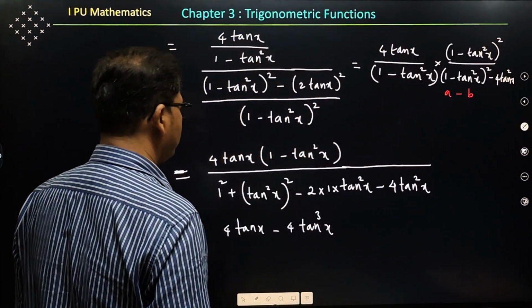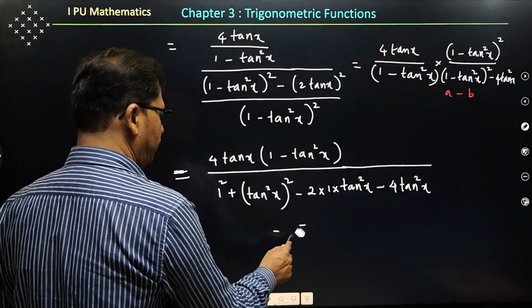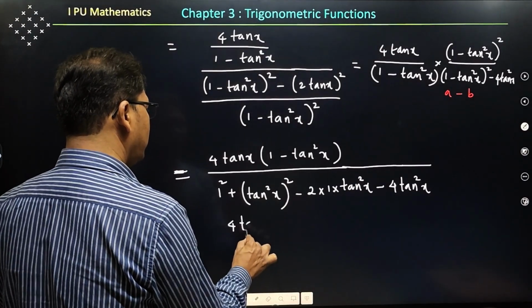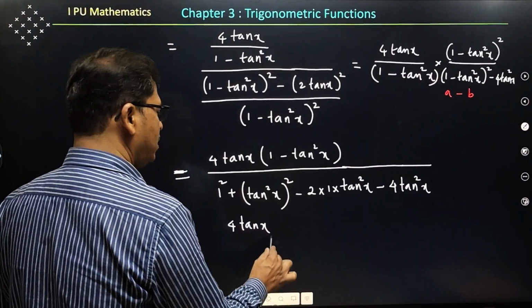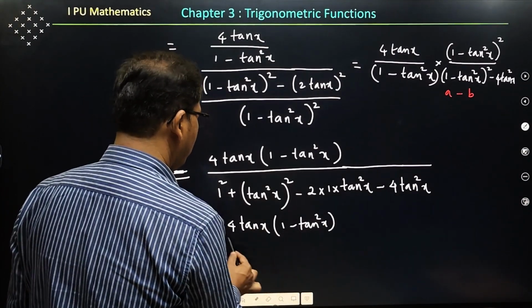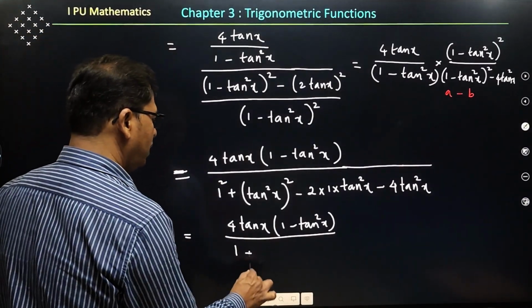Since we have 4 tan x into bracket 1 minus tan square x, do not multiply this. Keep it as it is, because the numerator on the right hand side is in this manner, 1 minus tan square x, whole divided by 1 plus tan 4th x.